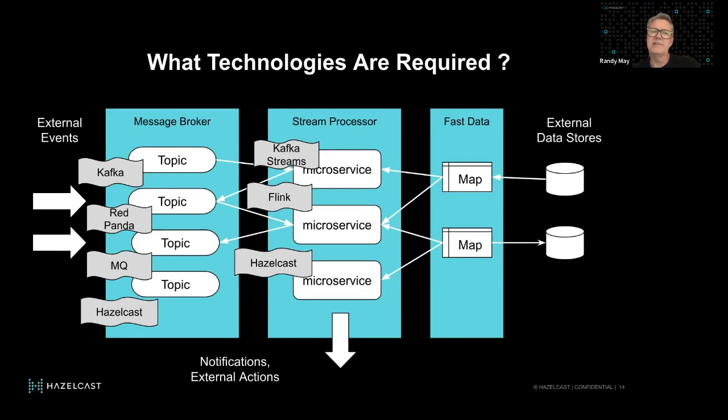Okay, and then lastly, the fast data layer. You've got Redis. There's also a lot of these as well. GridGain. There's lots of these, but also Hazelcast.